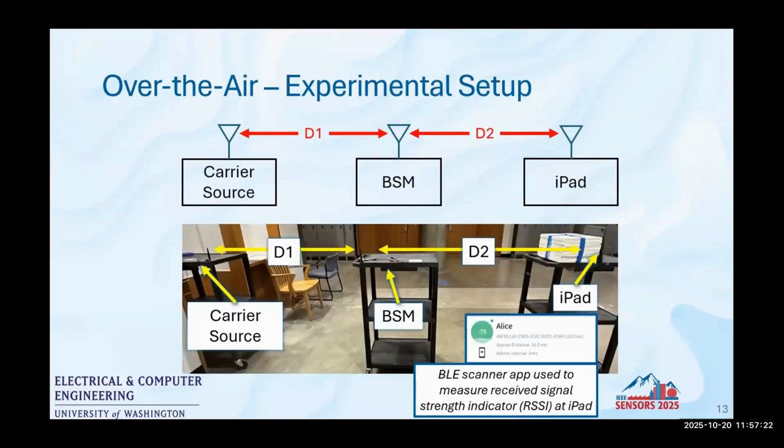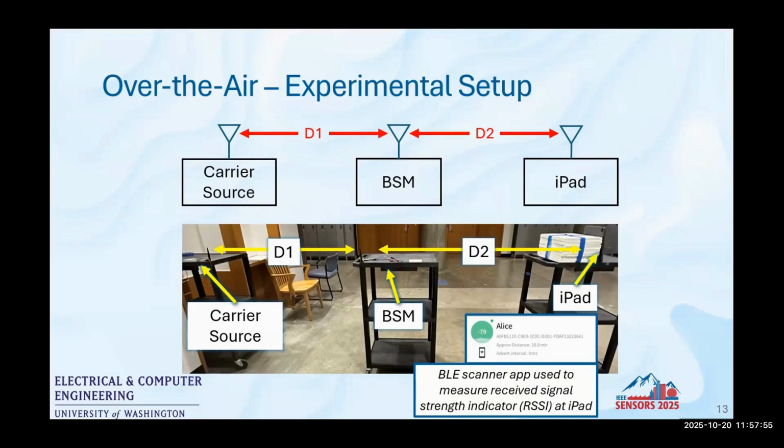We then validated our architecture over the air in a typical office environment with our equipment placed onto 3 carts. The first cart includes our carrier source, which is again set to advertise a packet in BLE channel 37. The second cart contains the BSM that I mentioned before, featuring that RF switch with the FPGA implementing BLE baseband logic. And the third and final cart contains an unmodified iPad, which is running an off-the-shelf BLE scanner app. And we use this to measure the RSSI metric.